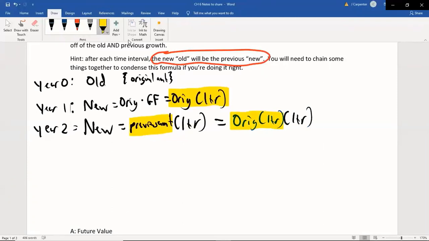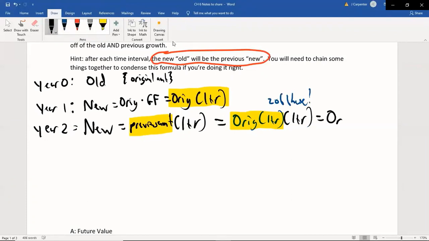So now in year 2, we still have that original amount in the problem. That's kind of cool. It's still going to harken back to our 10,000, but look at this. There's an extra 1 plus r. There's 2 of these bad boys. So if you have 5 times 5, that's 5 squared. If you have x times x, that's x squared.